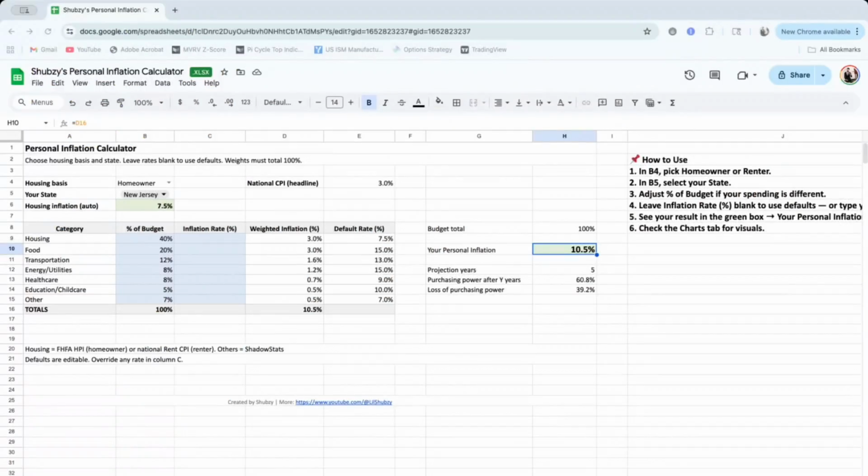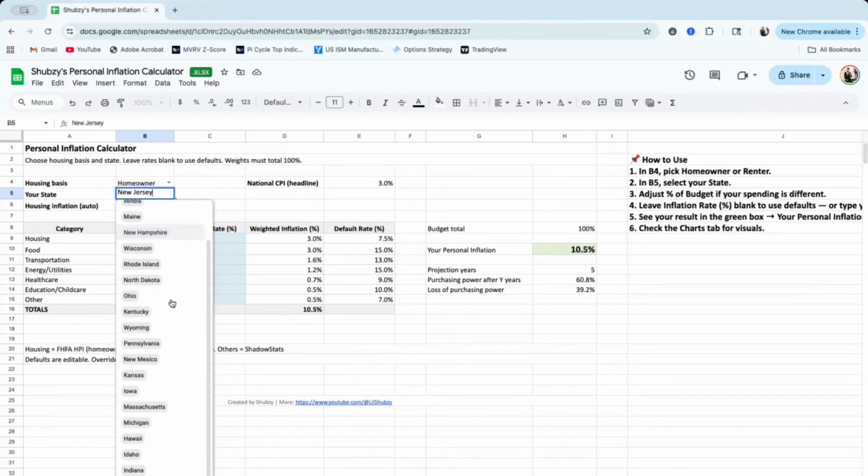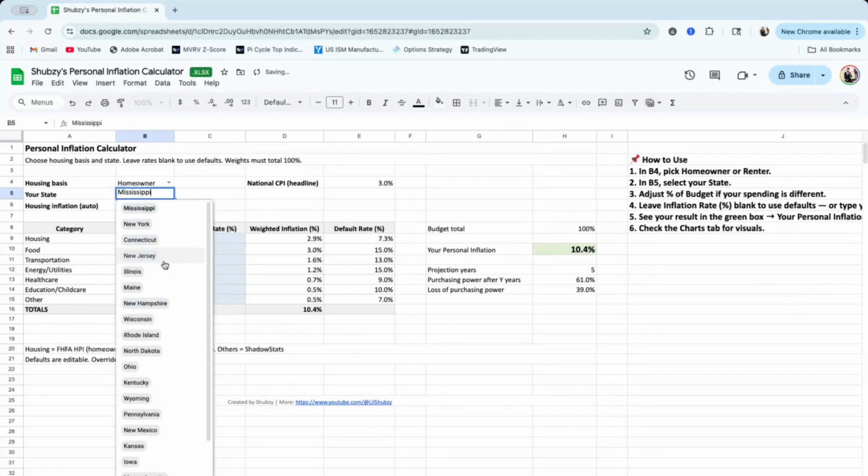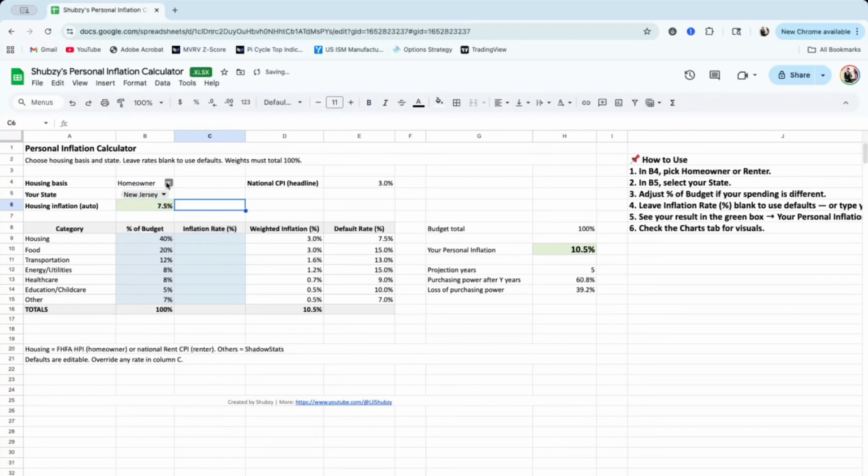All right, so here's the inflation calculator that I created. You can plug in if you're a homeowner or a renter or what you want to be. You can pick your state. I just created this for the US, and then you don't have to change that. All you have to change in this is the housing basis, if you're a homeowner or a renter or want to be, and then the state. And then these are defaulted.